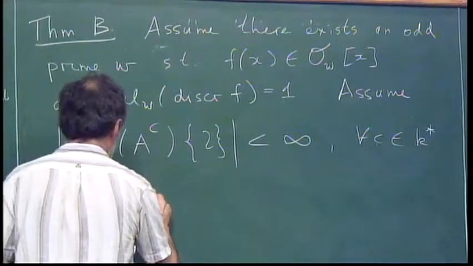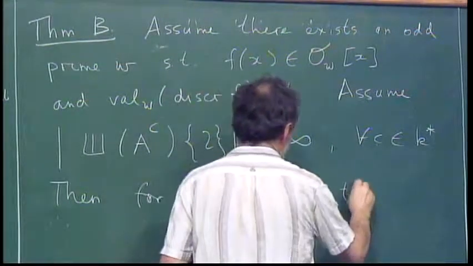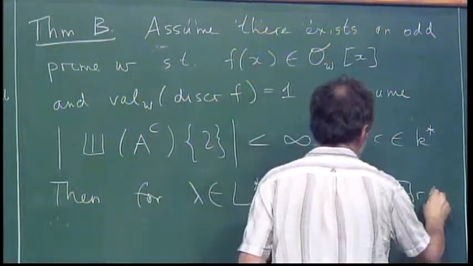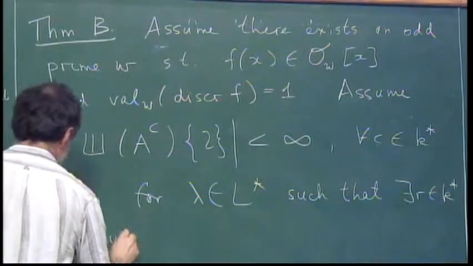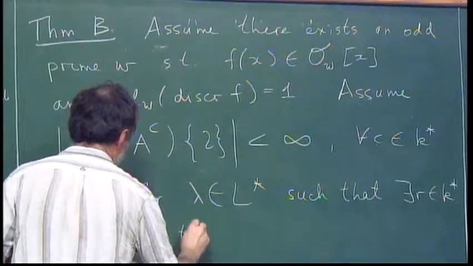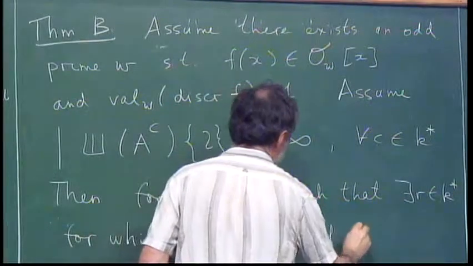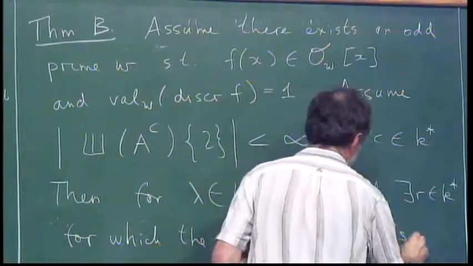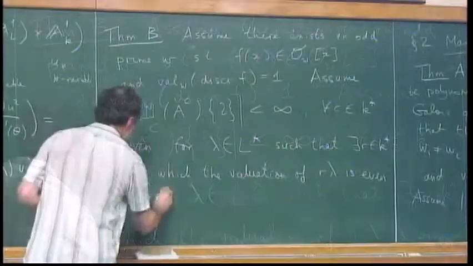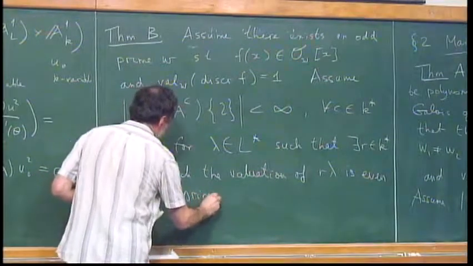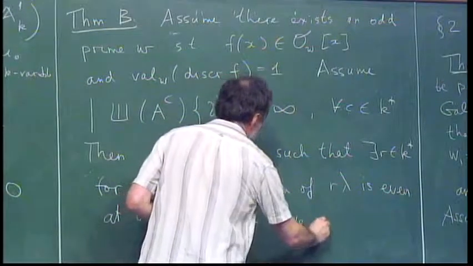for lambda in L star such that there exists an R in K star for which the valuation of the product R lambda is even at all primes of L above W. So that's a rather annoying condition, but it's got to be there.